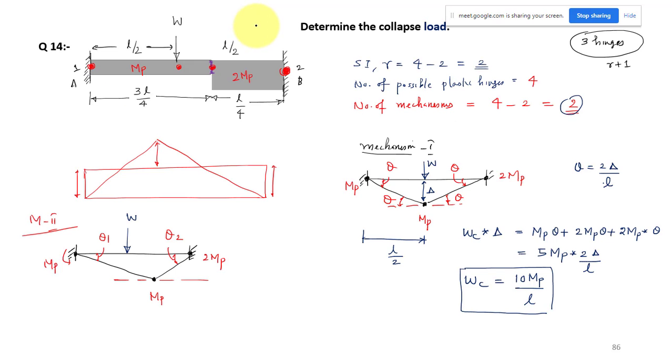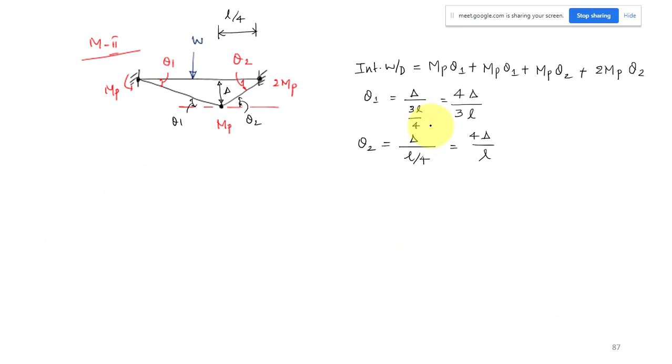Because the plastic hinge is formed at this point, maybe A, B, C. This is point C, and this point is D. In this case, our plastic hinge is formed at the third hinge, at point D. So theta 1 and theta 2 I can write in terms of delta, and that is the internal work. Now, what is the external work done?